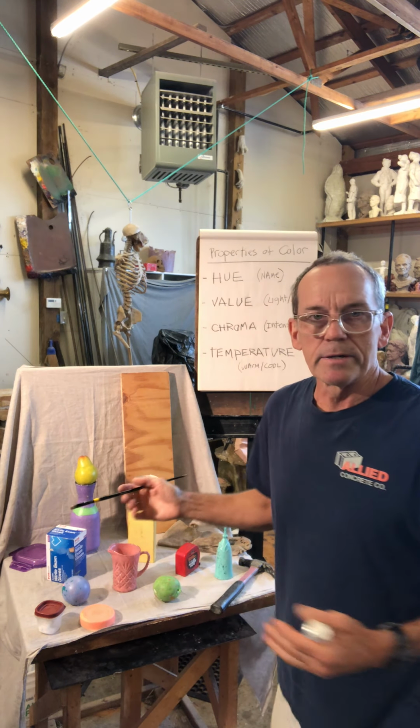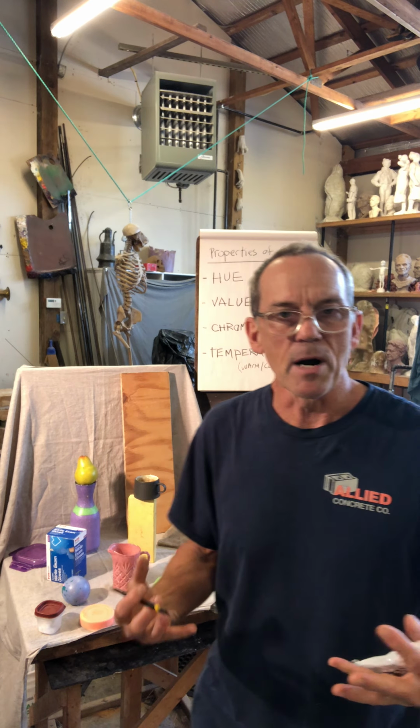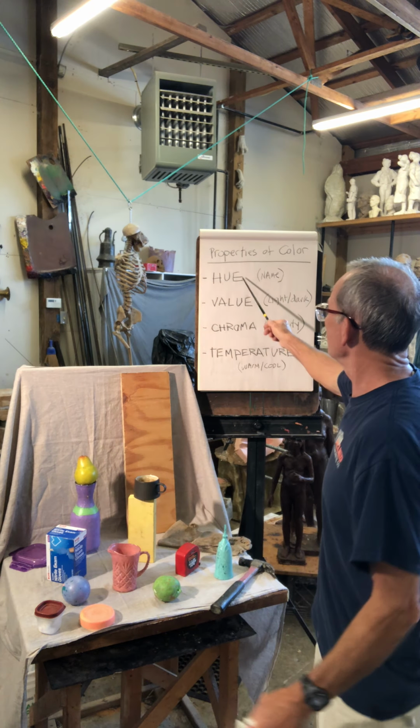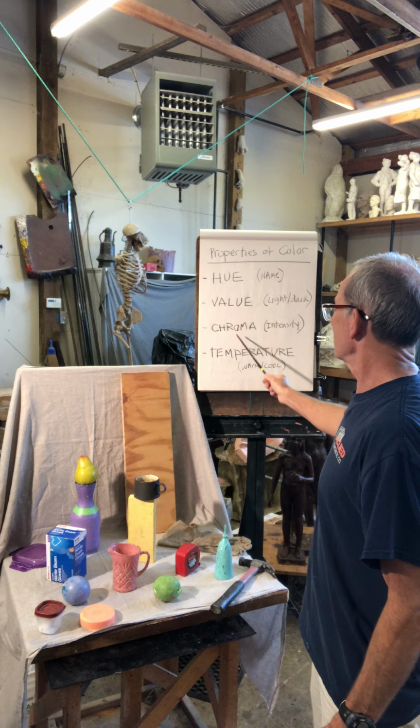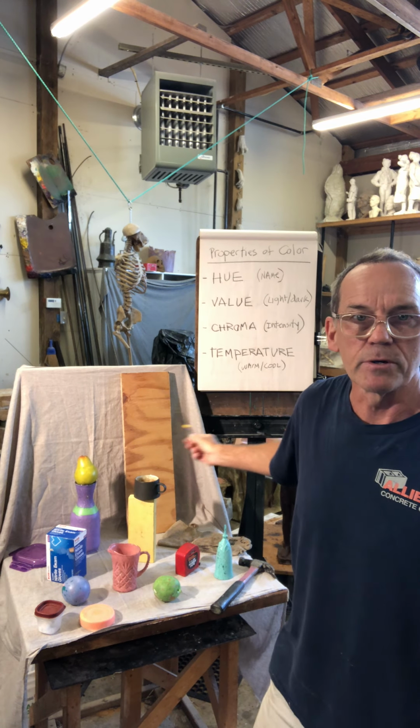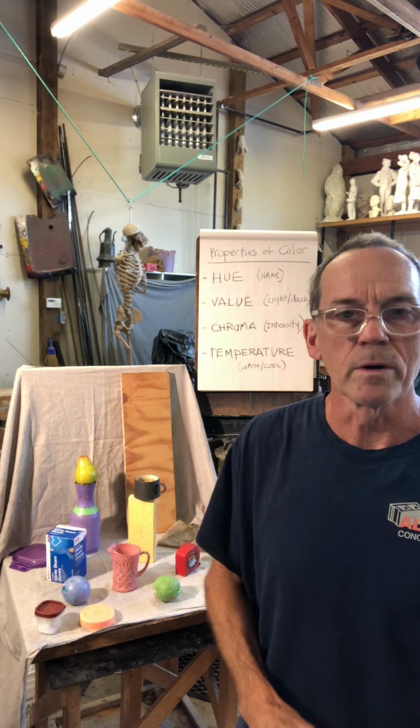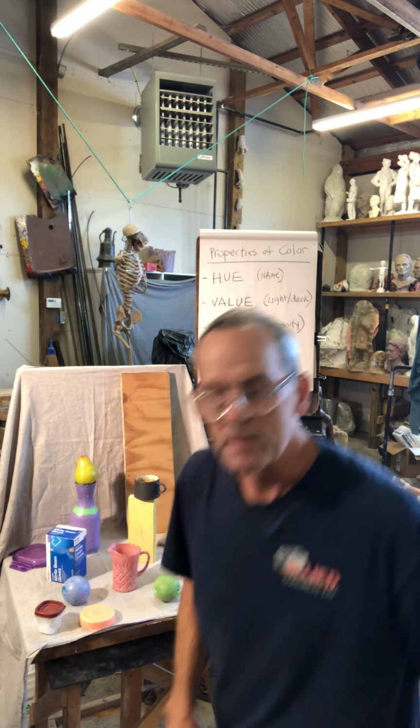So that's where we're going to start here. And there are four basic properties of color. There's hue, value, chroma, and temperature. All right, so we'll go through those four very briefly in this video.